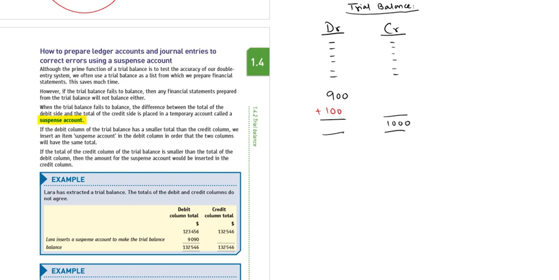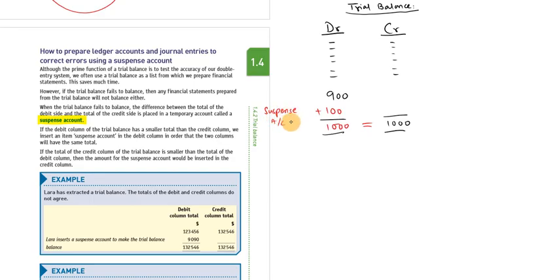For this purpose, temporarily, on the shortage side, we will open a suspense account. The purpose of the suspense account is just to balance the trial balance. So now 900 plus 100 is 1000. So debit is equal to credit. So to equalize the trial balance, we will open the suspense account.